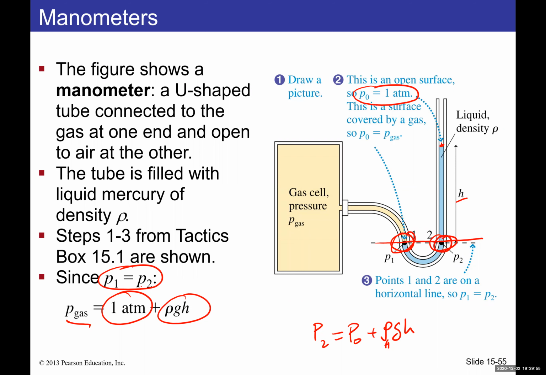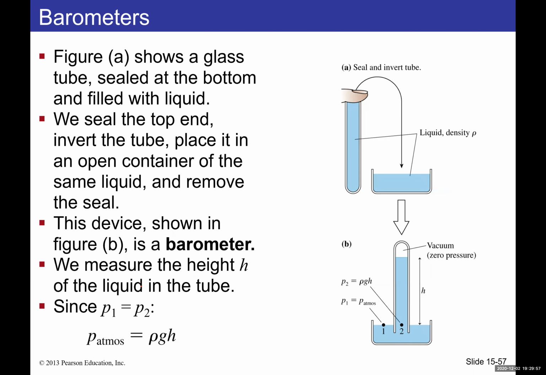All right, another one is barometers. This one is basically used to measure the atmospheric pressure. You take a glass tube sealed at the bottom and filled with the liquid. We seal the top and invert the tube, place it in an open container of the same liquid, and remove the seal.